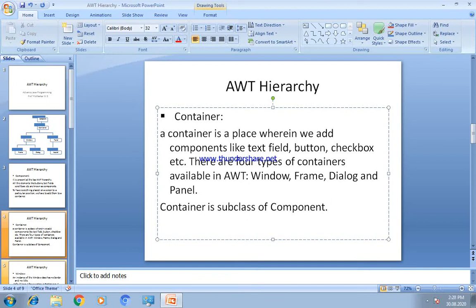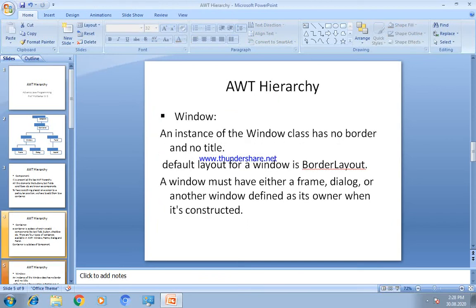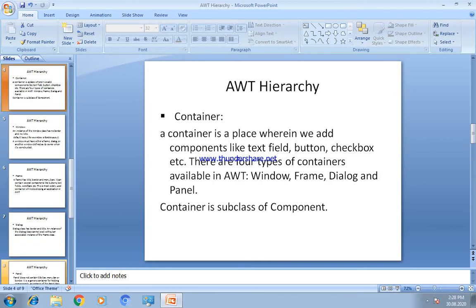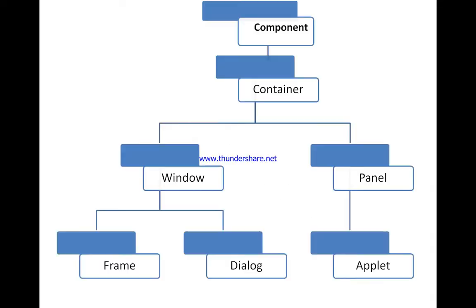Okay, now after the container the next part is the Window. Now Window is an instance of the Window class, has no border and no title, and the default layout for the window is border layout. For creating a window we have to create a Frame or Dialog. We cannot create a window directly from the Window class. We have to create the window by using the Frame or Dialog class. Okay, now we have seen the window.